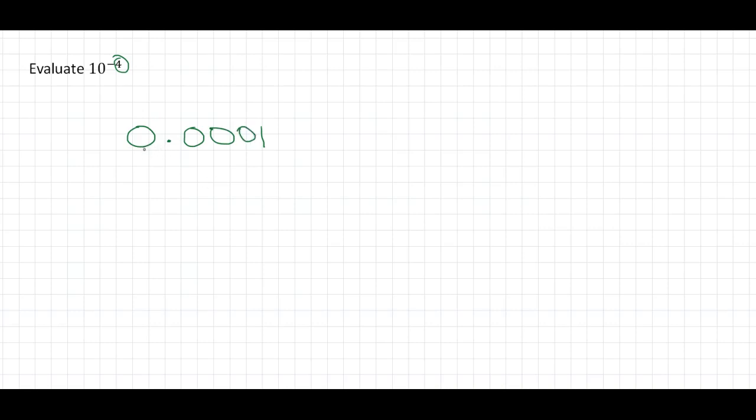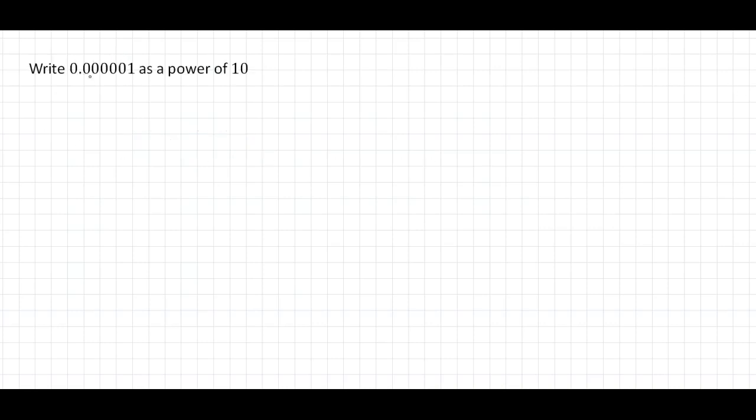Let me go over it again. What I've done here is I first write a 1, and then I need to make sure that the number of digits after the decimal matches the number in the exponent, ignoring the negative sign. Here we have a 4. So what we're going to do is fill up every space with a 0 until we have 4 as the number of digits after the decimal. Let's look at another example.